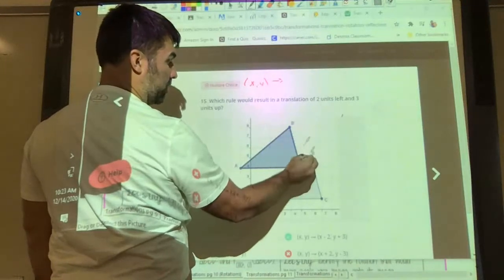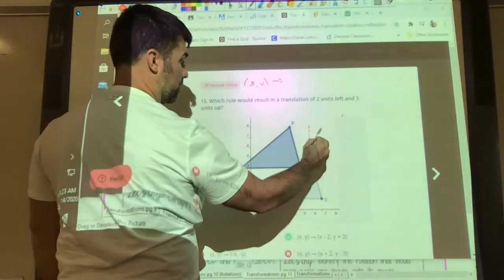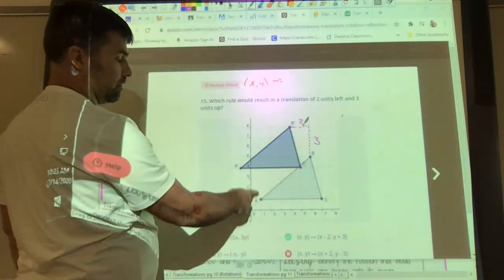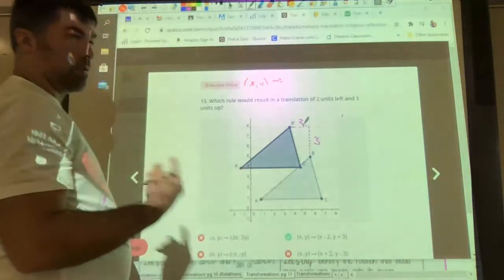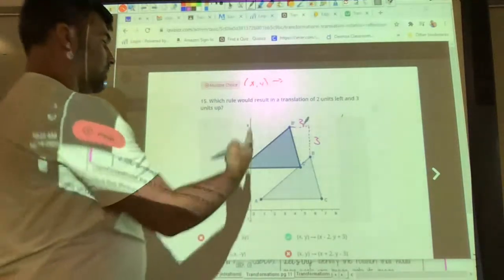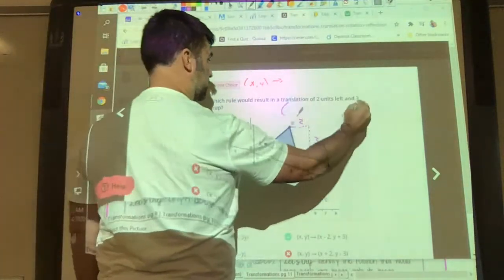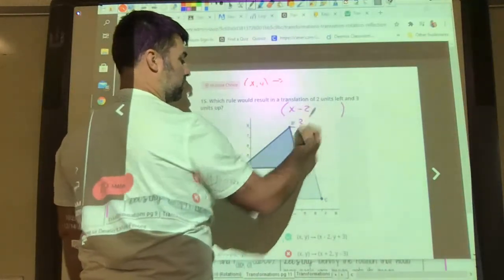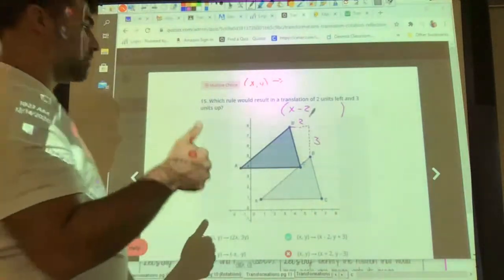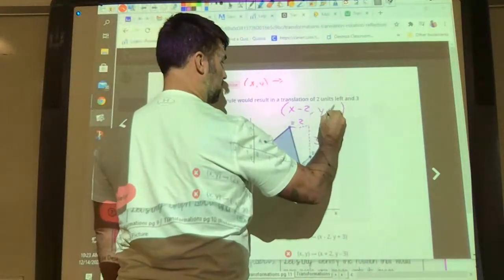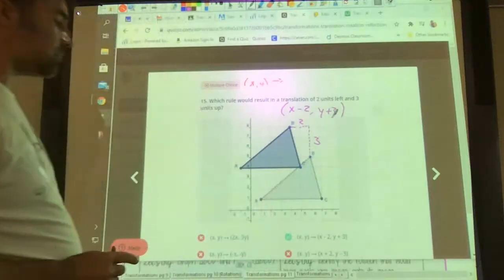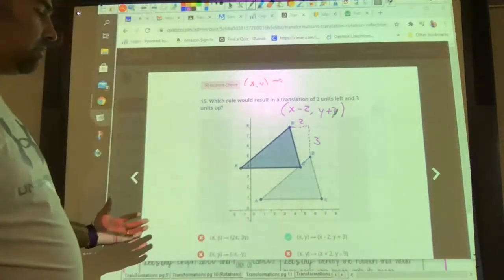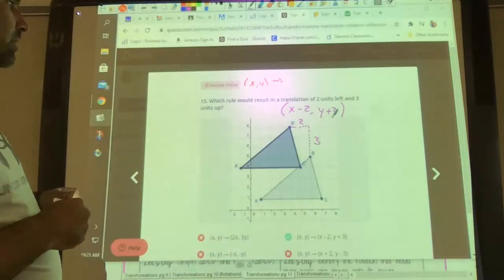So B to B prime, I'm going up 3, left 2. And I'm doing the same thing to A, going up 3, left 2, same thing to C. So all you got to do is take one of them. So up 3, left 2. Left 2 is telling you X minus 2. Up 3 is telling you Y plus 3. All right, now that's your answer there. Make sure you go from the right one to the right one, pre-image to image.